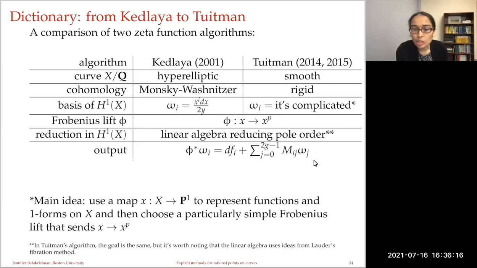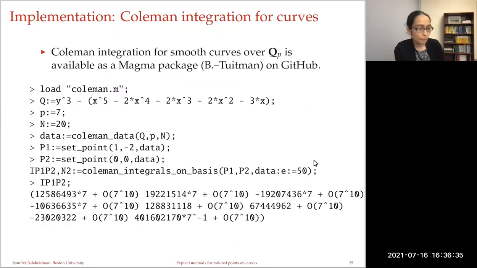The reduction in cohomology is in spirit very similar. It's some linear algebra reducing the pole order that shows up once you've applied the action of Frobenius. And the output is exactly the same, where you have some exact df, and then a linear combination of your basis elements for each basis differential omega_i.